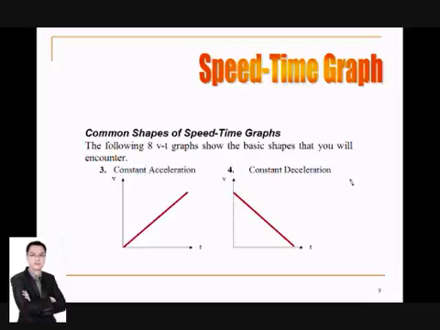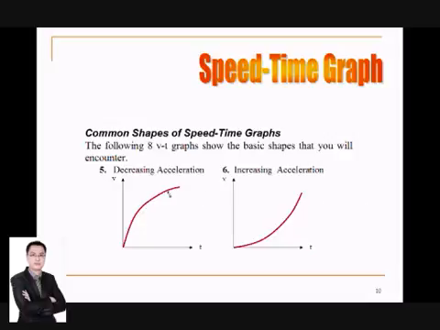Take a look at 3 and 4. This is a positive gradient, and this is a negative gradient. When we have a positive gradient, it means constant acceleration. If we have a negative gradient, it means constant deceleration. Of course, the gradient value has to be constant also, so that's why we can say it's a constant acceleration for this line and constant deceleration for this line.